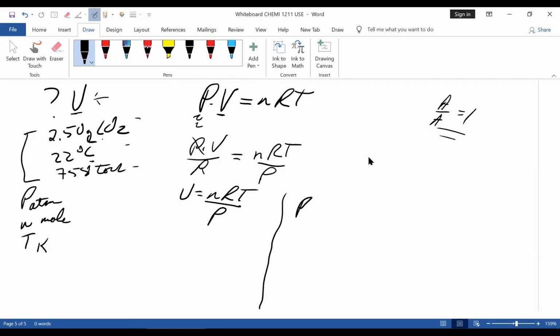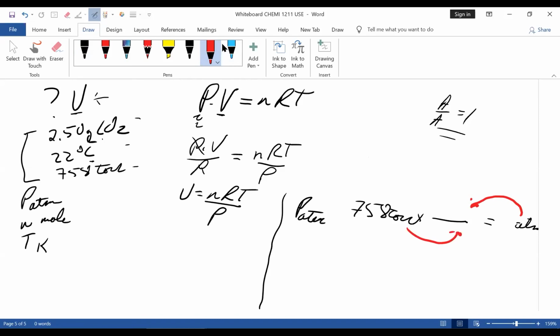Pressure in atmospheres. I have 758 torr. I want to get to atmospheres. It's time to use your good buddy, your good friend, unit analysis. Whatever I'm trying to get to goes on top of the units. The other ones go underneath. This is important information I will give you for test 3.